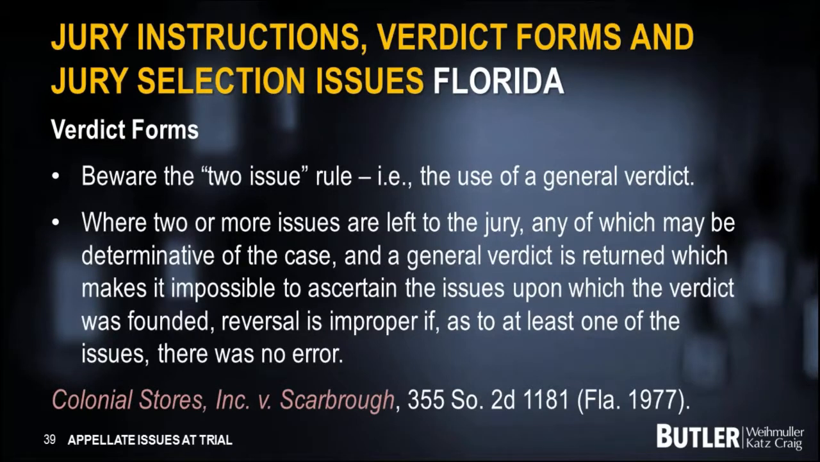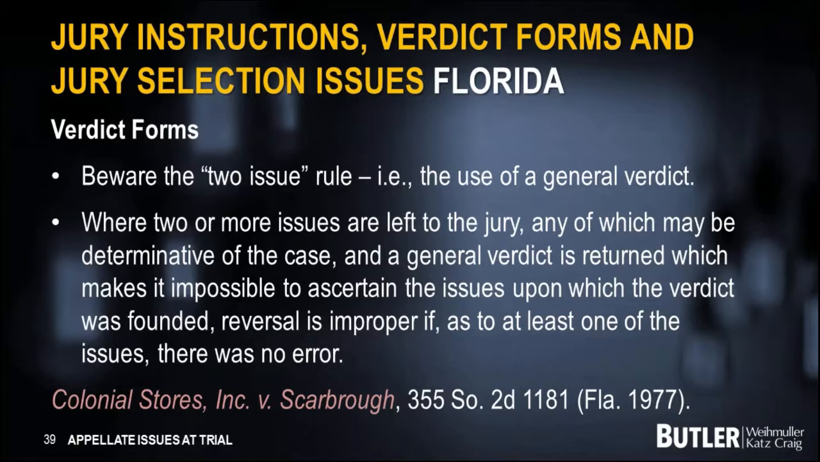Verdict forms in Florida. One thing to be aware of, and that frequently comes up on appeal, maybe not so much now as in the past, is the two-issue rule, meaning the use of a general verdict. And that means that when two or more issues are left to the jury, any of which may be determinative of the case, and a general verdict is returned, which makes it impossible to ascertain the issues upon which the verdict was founded, reversal is improper if, as to at least one of the issues, there was no error. And the Colonial Stores case, Florida Supreme Court 1977, is sort of the main landmark case on this. So that's just something to be aware of.